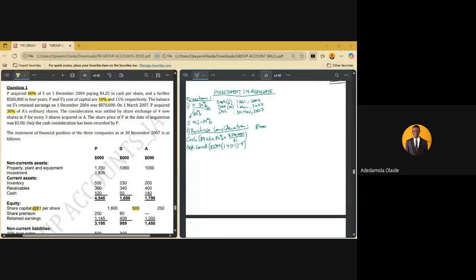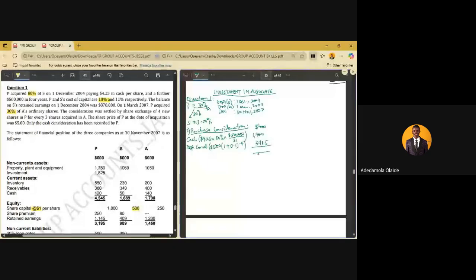The cash is 1,700. The deferred consideration is 341.507. That should be 341.5, or we can just make it 342. We don't want to use too many decimals.